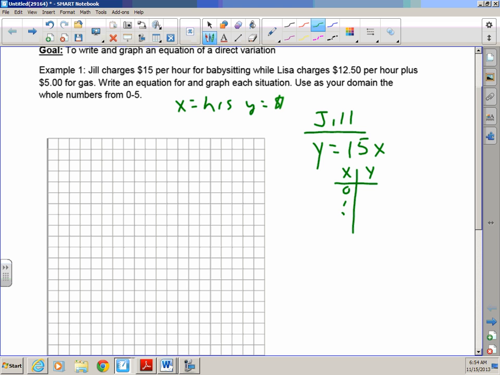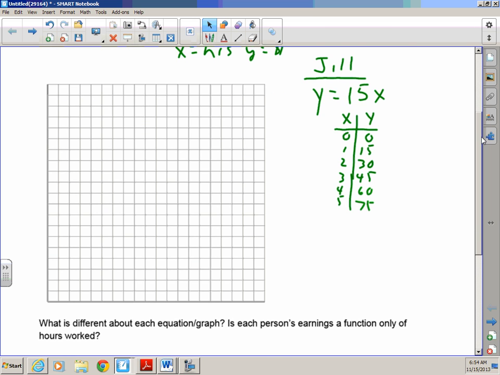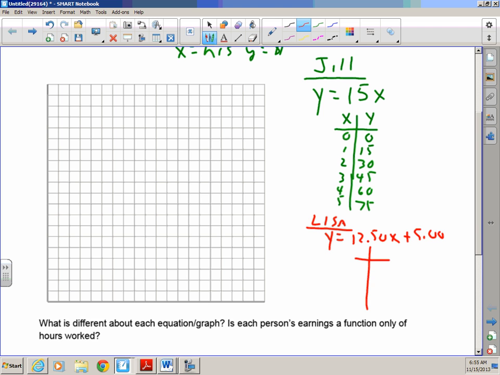Very straightforward. So Jill would make $15 an hour, and we would see it as such. Okay? Now we take a look at what Lisa does. Lisa's equation is y equals 12.50x plus $5. And when we make that table of values, it's a little tight here, sorry.